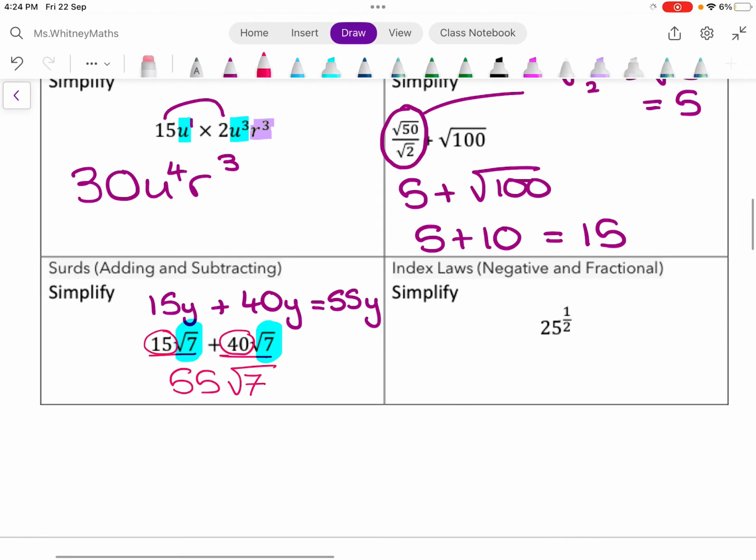And for this one here, whenever we have a fractional power, it actually means the root. Okay, so if you have a to the 1 over n, it's the same as the nth root of a. What that actually means is if we have a power of a half, we're doing the square root. If we have a power of a third, we are doing the cube root, and so on and so forth. So here we have the square root of 25, which is going to be 5.